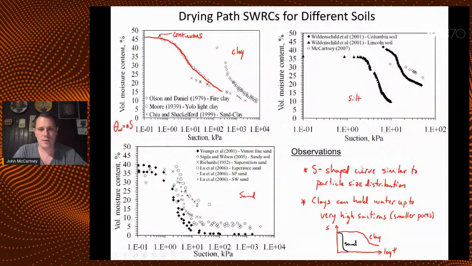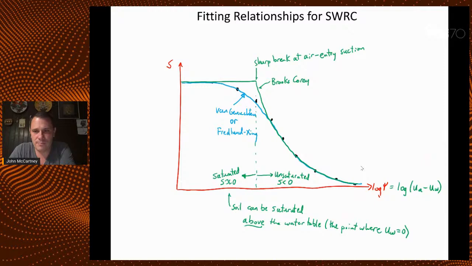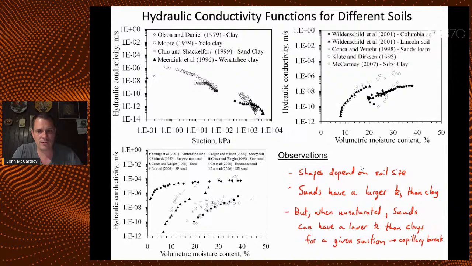And then I try to show data from the literature that we actually have little points that we need to somehow capture with a model. We can use models like those shown on this slide to fit lines to that set of data. And there are different features of the different models that are going to be advantageous for numerical simulations or other cases. And then again, we talk about the hydraulic conductivity function and how that's going to be related to our soil water retention curve, and how even a material like sand can have a high hydraulic conductivity when saturated, but a lower hydraulic conductivity than clay when it becomes unsaturated.